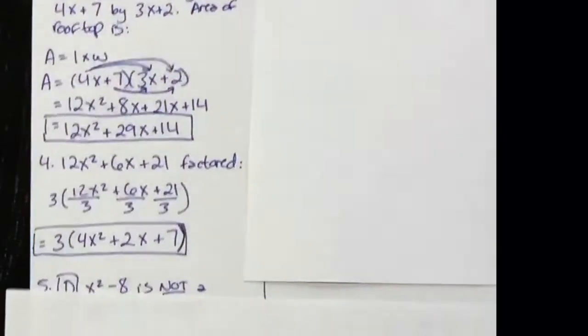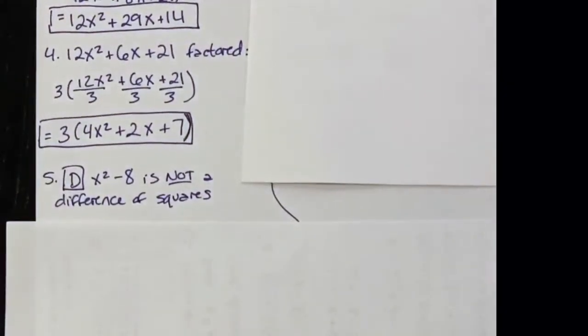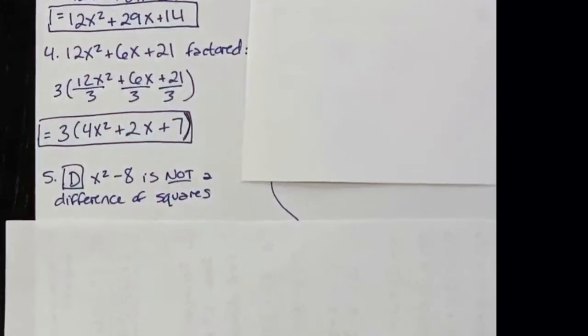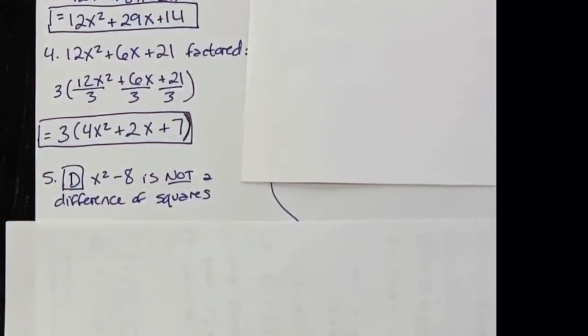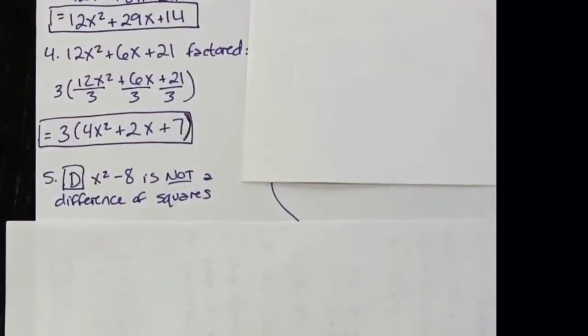The next one is the multiple choice question. The correct answer is D. X squared minus 8 is not a difference of squares because we cannot square root 8. So there's nothing that multiplies by itself that gives us 8. So it would get decimal. So that one is not a difference of squares.